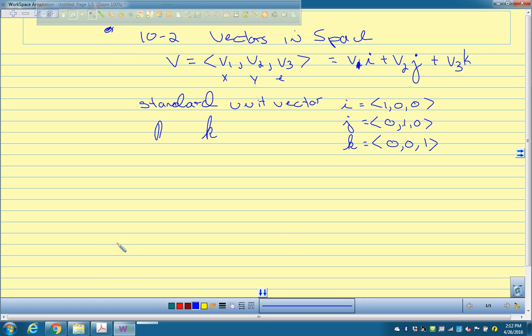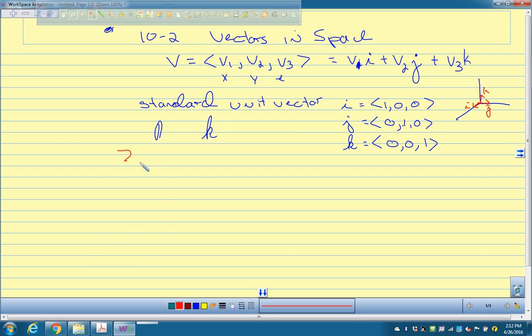Okay? So these are just unit vectors. In other words, if I were to draw my xyz plane, the unit vectors are vectors with a length of 1. So here's your i unit vector, your j unit vector, and your k unit vector up here. Those are just vectors with a length of 1. That's what the standard unit vectors are.